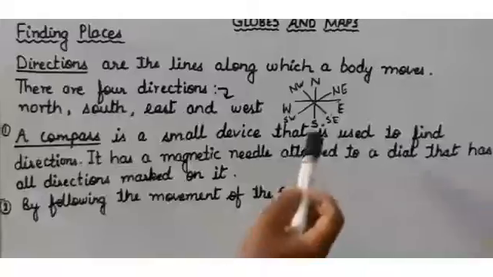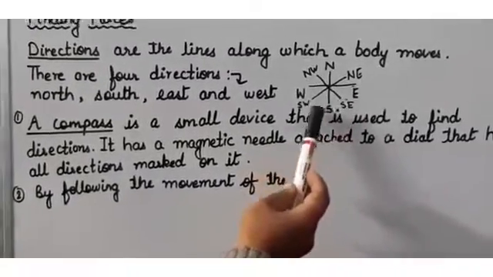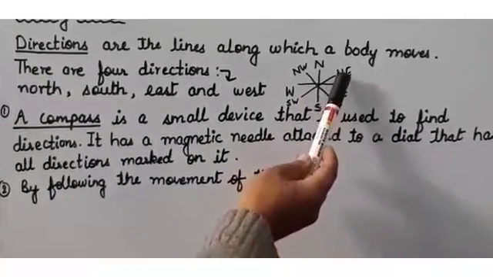Now, subdirections means the directions between the main directions. Like between north and east, there is northeast.